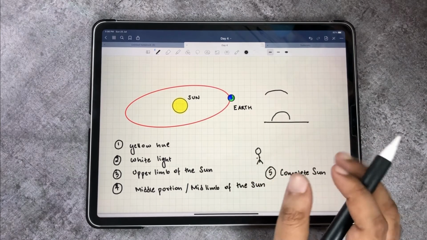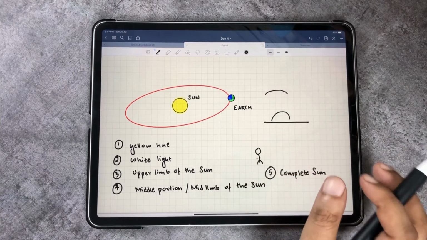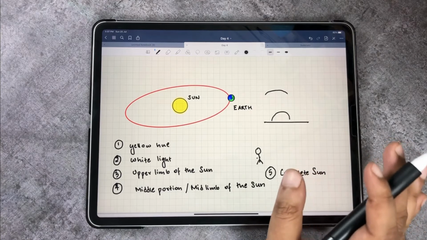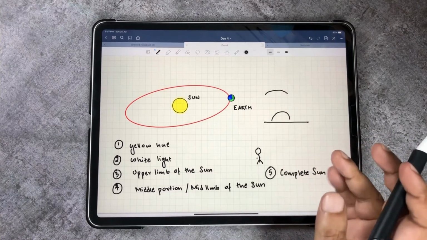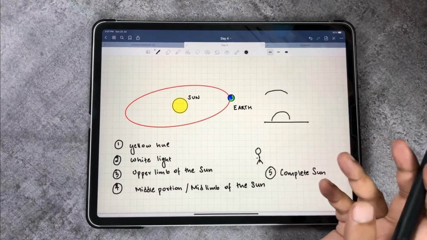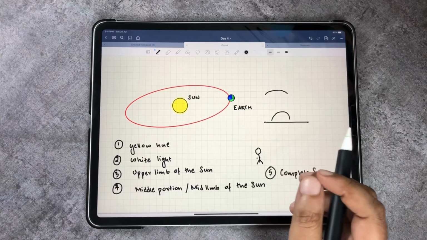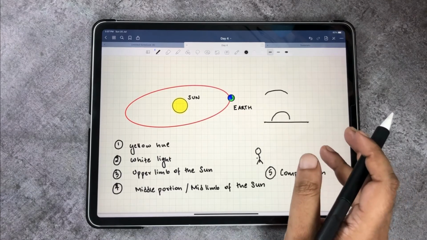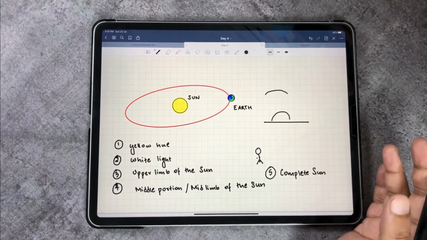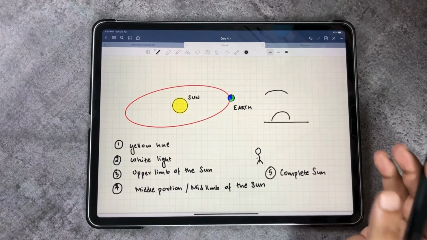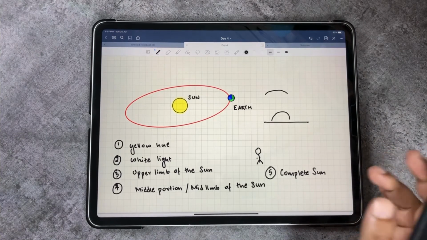The first appearance of the middle portion of the sun in the eastern horizon is called the Surya Udayam. The disappearance of the middle portion of the sun in the west is the Surya Astamanam. Again, this timing of sunrise and sunset would vary as per your geographical location. It would be one time in Chennai, another time in Delhi, another time in Kanyakumari, and another time in Kochi.